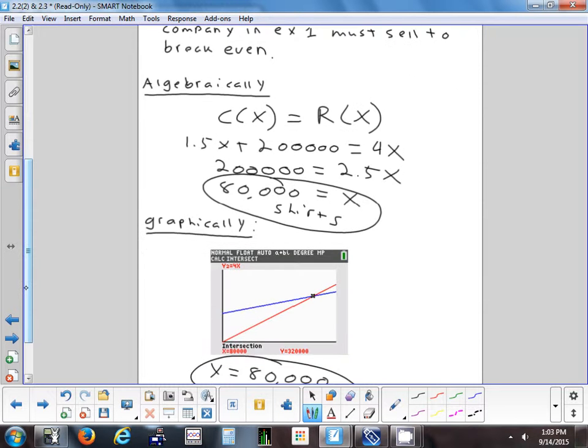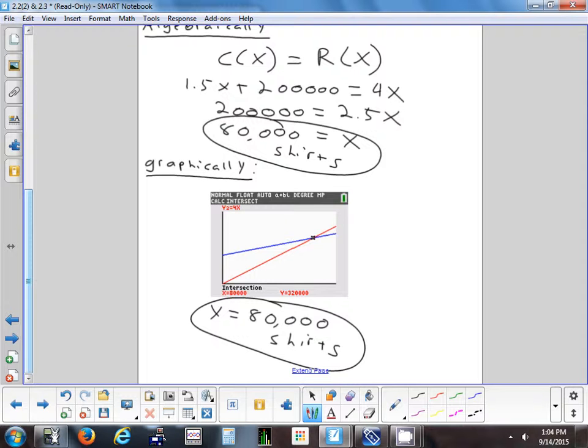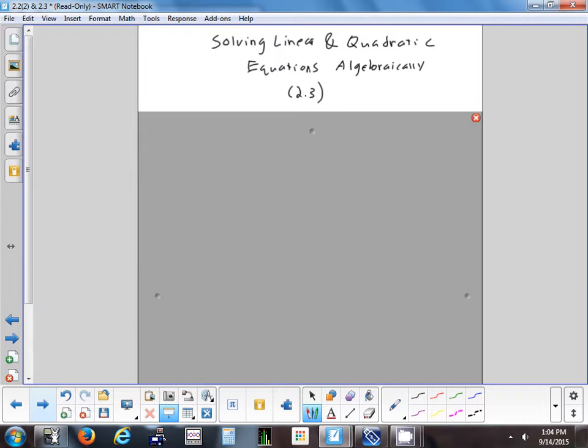Once they sell 80,000 shirts, it will have cost them $320,000 to make them, and they will have made $320,000 in revenue. So at that point, they've broken even. Anything beyond 80,000 shirts, now they're making profit. That's a lot of shirts. Any questions on solving that algebraically or graphically? Okay, so that's it for section 2.2.